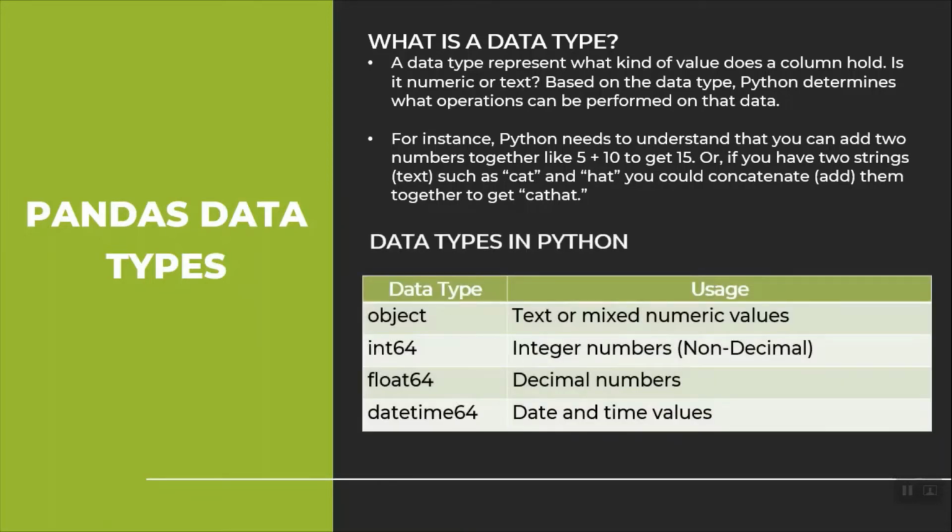Following are the data types in Python. The first one is object. Object is text or mixed numeric values, basically strings. Next is int64, which contains integer numbers, but yes, it has to be non-decimal. The third one is float64, which stands for decimal numbers. And the final data type is datetime64, which contains date and time values.